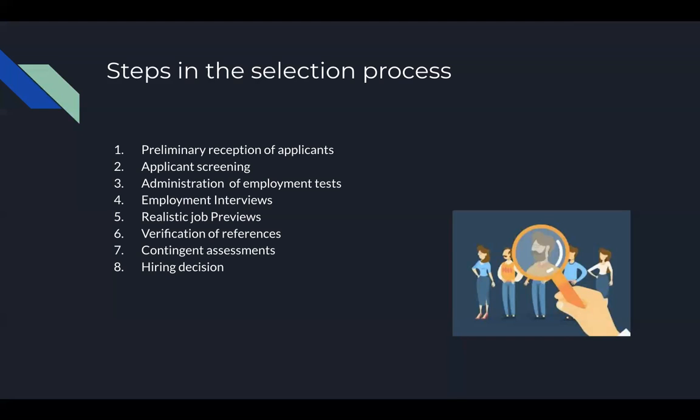Then we have step 6, which is verification of references. So that's when you look through their work history, you talk to their reference letters, you also do background checks. Then we have step 7, which is contingent assessments. In this step, you talk about their medical records. Do they have a driver's license? And also certain health issues they might have. Drug tests, more or less, it really depends on the employer because it is found that it might violate employee rights.